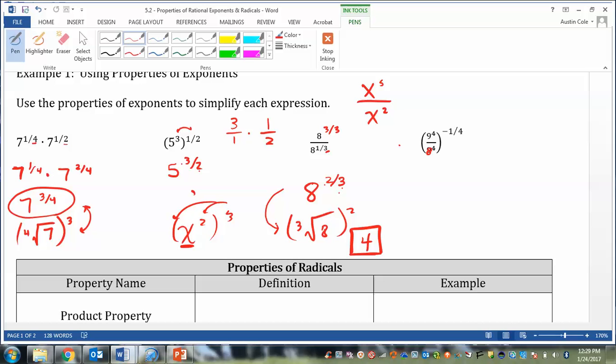Now, would you guys agree that we've got a negative exponent out front? We have a negative exponent. So whenever we have a negative exponent, we should, outside, take the reciprocal. So I'm going to make this 8 to the 4th over 9 to the 4th. And then this becomes a positive 1/4 power.